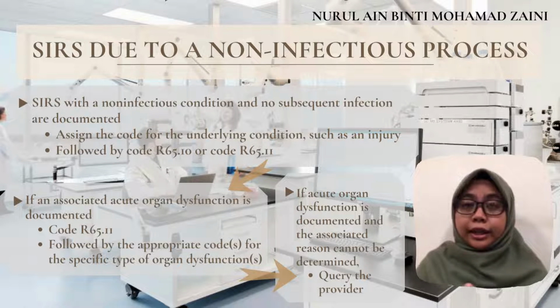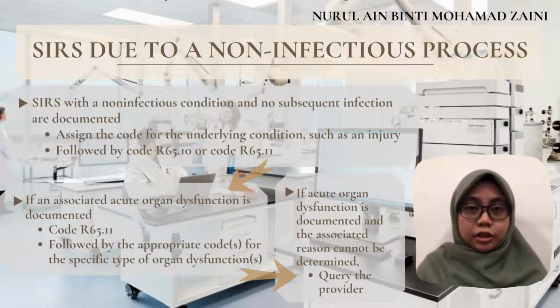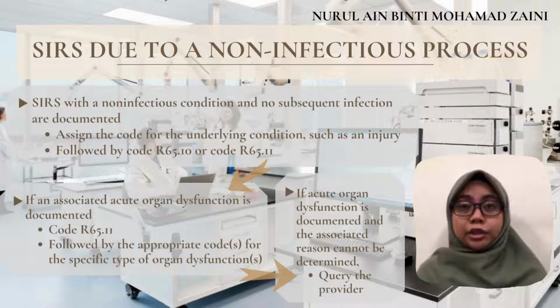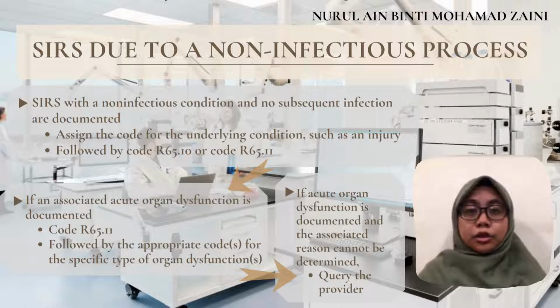Next, if an associated acute organ dysfunction is documented, we need to code R65.11, systemic inflammatory response syndrome of non-infectious origin with acute organ dysfunction, with an additional appropriate code for the specific type of organ dysfunction. And lastly, we need to query the provider if the acute organ dysfunction is associated with SIRS or due to another condition cannot be determined.